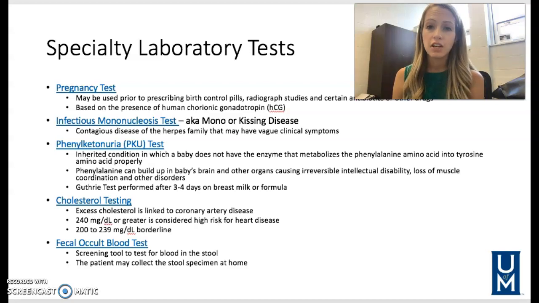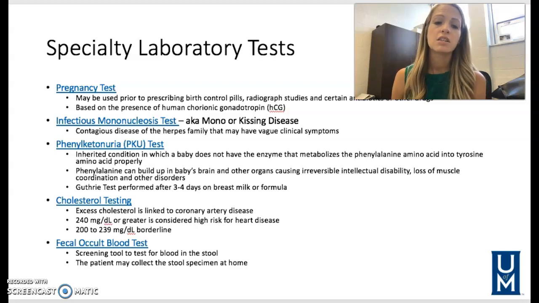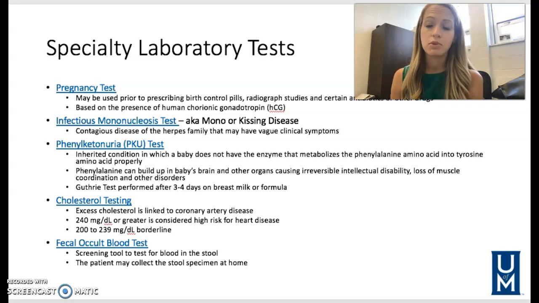So they have to check for PKU shortly after the baby is born. It's called a Guthrie test, and it's usually about 3 to 4 days after the baby's been born. It doesn't matter if they're on breast milk or formula, but they get tested to make sure that they're actually breaking down those enzymes, because if not, they'll have to change up their diet and give them special things to help them metabolize this amino acid so it doesn't build up in their system.